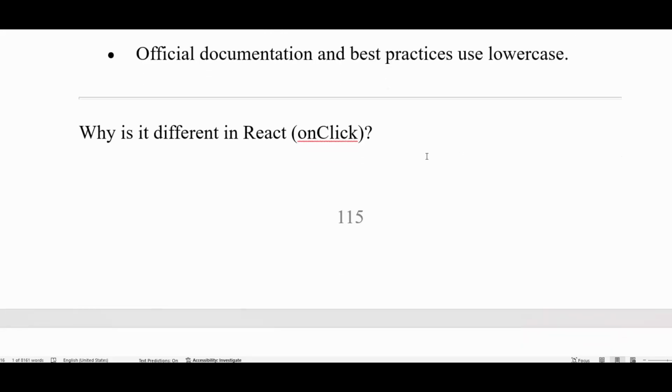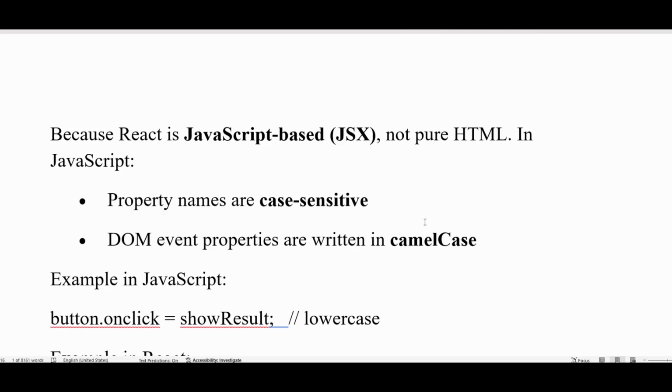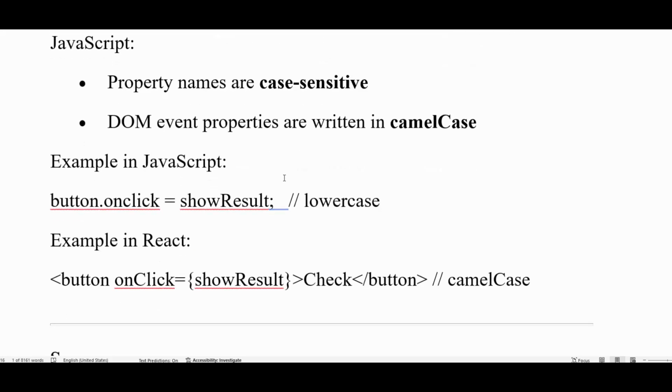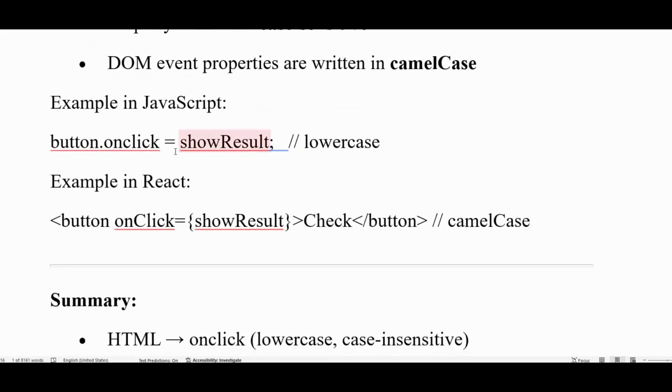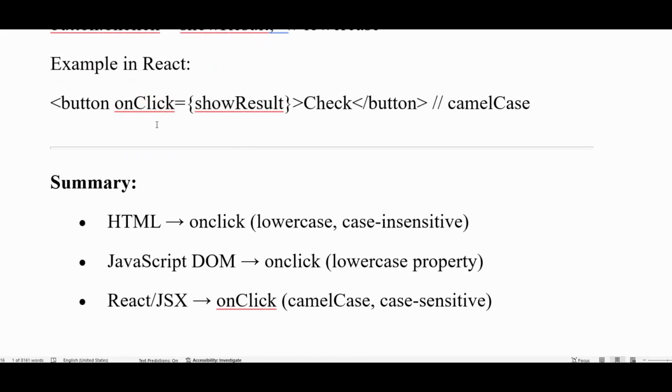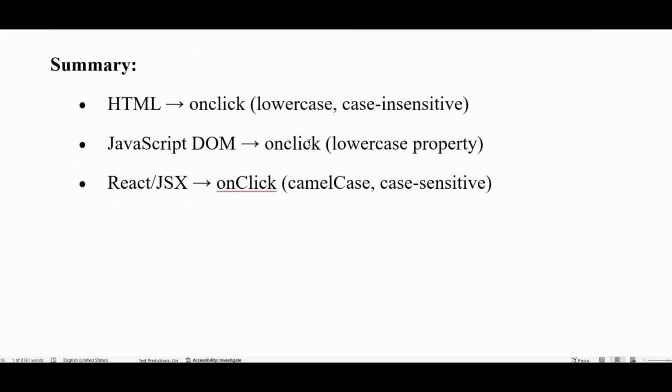Why is it different in React, onClick? Because React is JavaScript-based JSX, not pure HTML. In JavaScript, property names are case-sensitive. DOM event properties are written in lowercase. Example in JavaScript, here is lowercase. Example in React, onClick camel case. Summary: HTML, onclick, lowercase, case insensitive. JavaScript DOM, onclick, lowercase properties. React JSX, onClick, camel case, case sensitive.